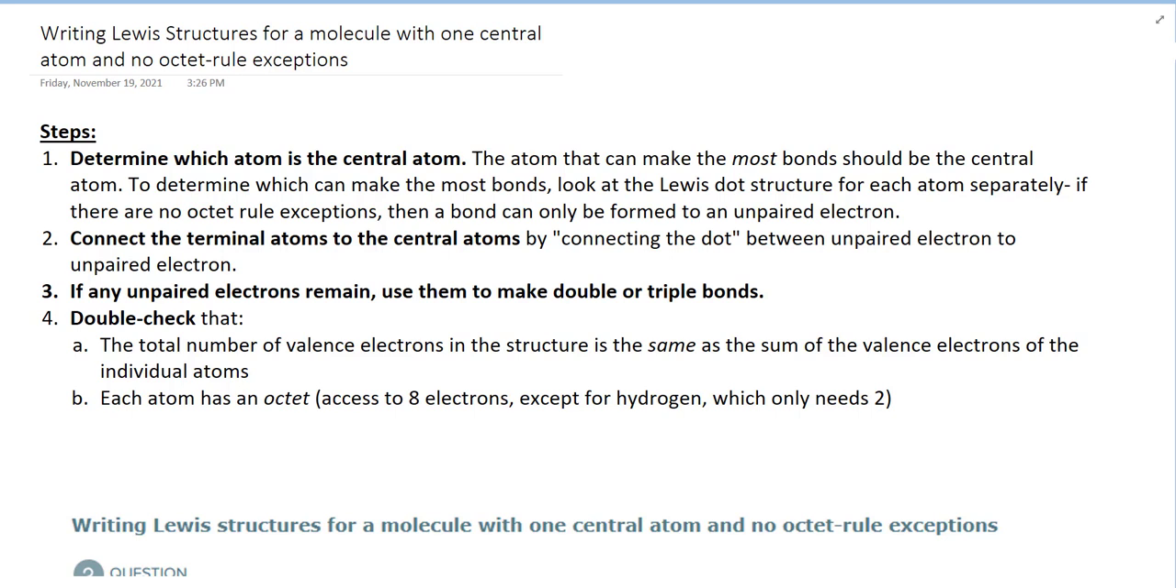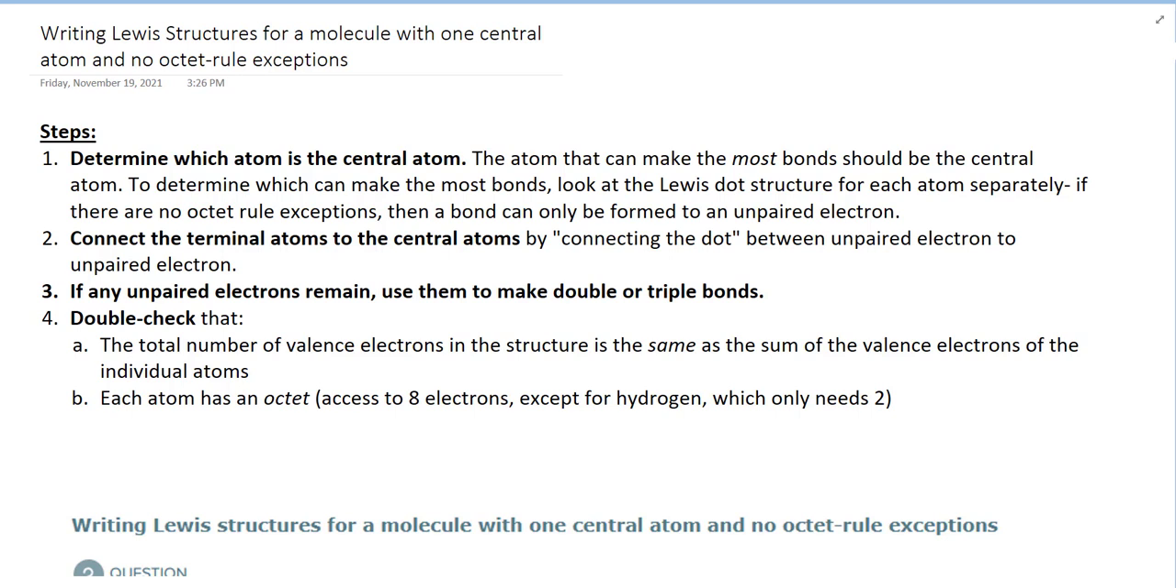The connect the dot method is faster and easier, but it does not always work, especially when you're dealing with an ion, while the skeletal structure works every time, but it is a few more steps. So let's first look at an example that we're going to solve using the connect the dot method.